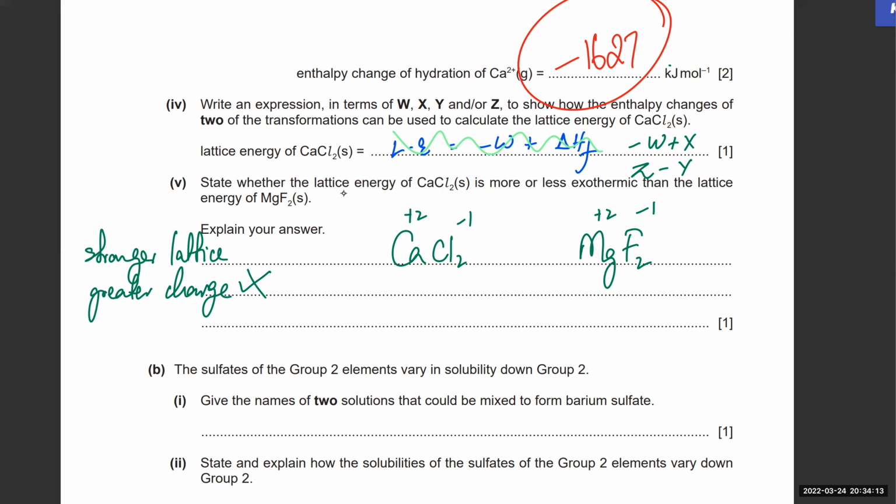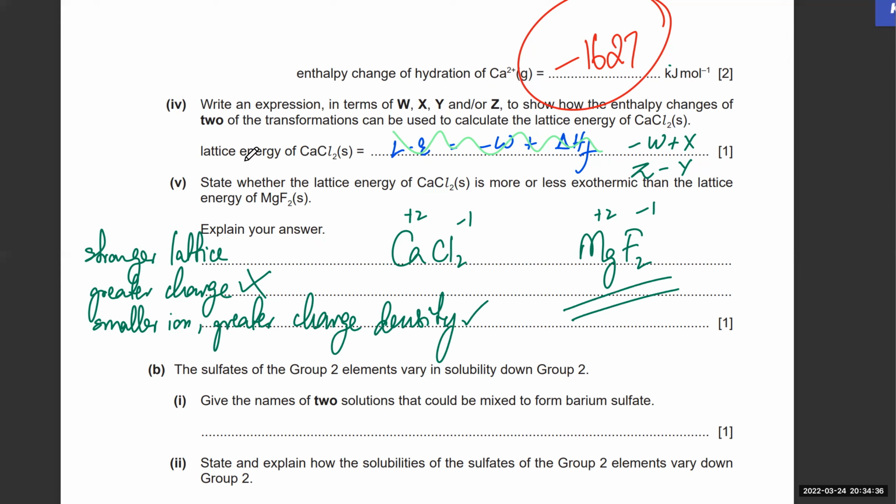It's basically the size of the ion. Smaller ions would be closer together. They will have more charge density and there will be more attraction between them. So which one has the smaller ion? Magnesium, and fluorine as well. Both of them are smaller compared to calcium. And so that means the lattice energy of MgF2 would be more exothermic.